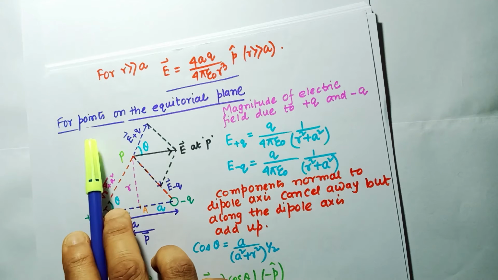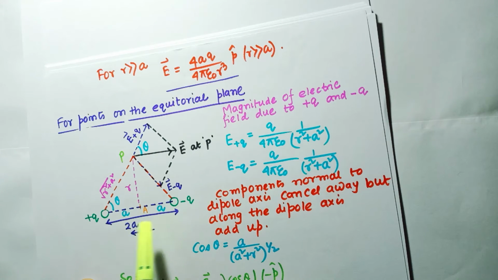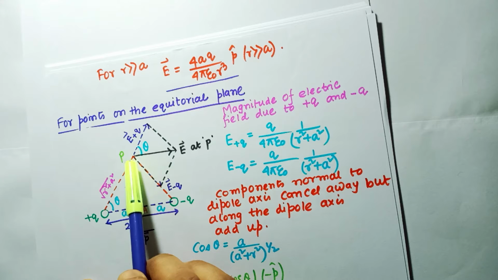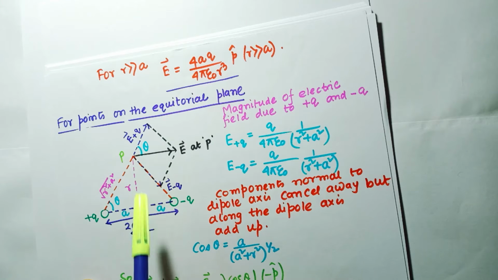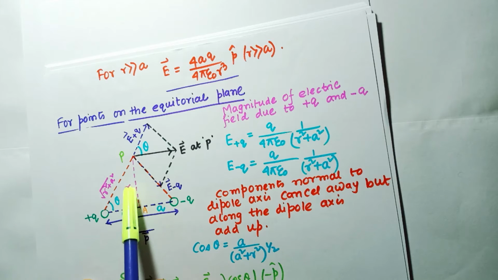So in the second case, for points on the equatorial plane, you can see this is the electric dipole with the plus q and minus q charges. We are trying to find the electric field at the point P. At the equatorial plane, the distance of the point P from the midpoint is r. So this distance is the square root of r squared plus a squared, and this angle is theta.